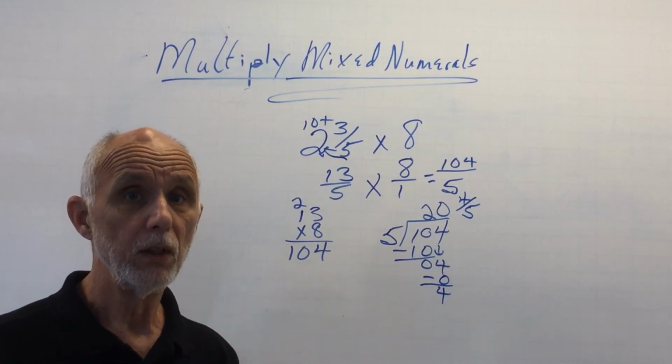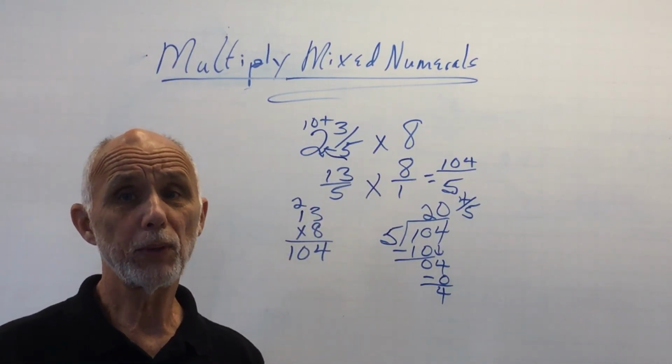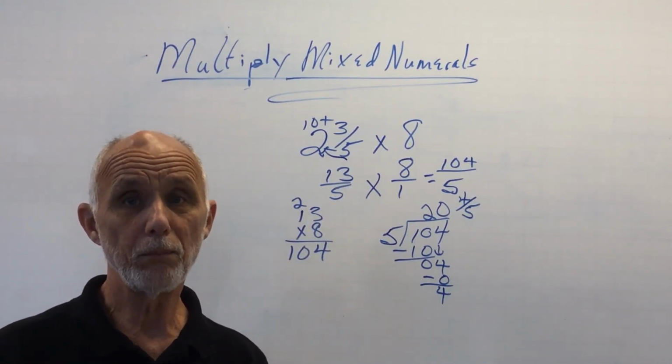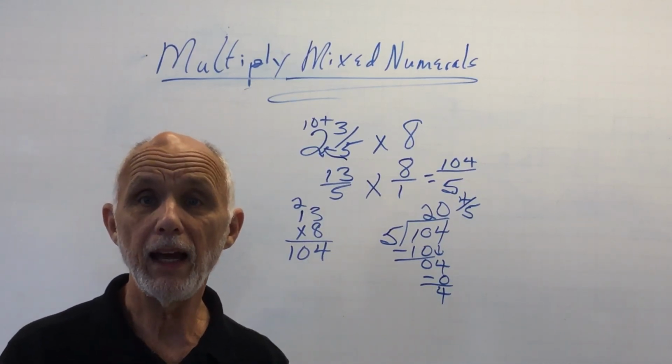All right, so good luck. And I think this is pretty easy if you know MABO. Dun, dun, dun, dun, dun, dun. Multiply, add, and bring home.